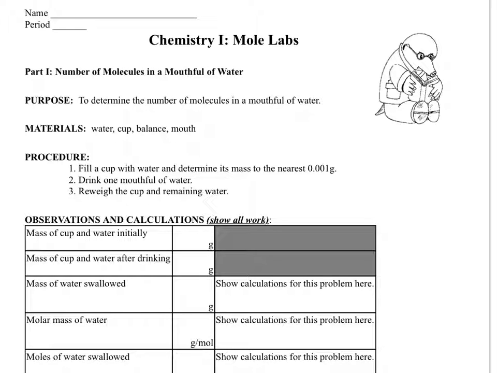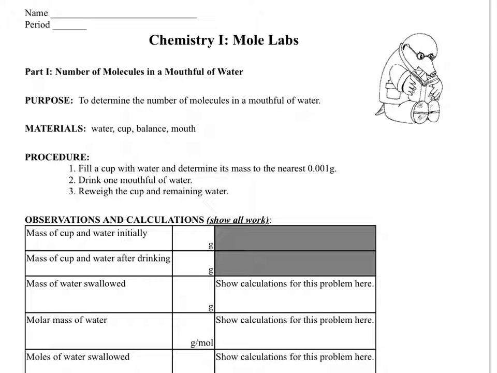Your objective and your goal is to get as much done as you can. There's 3 parts. Do your best to complete all 3. I think you guys will be able to do it. They're not very long parts. The first part, number of molecules in a mouthful of water. The purpose, to determine the number of molecules in a mouthful of water. You're going to be using water, cup, balance, and of course your mouth.